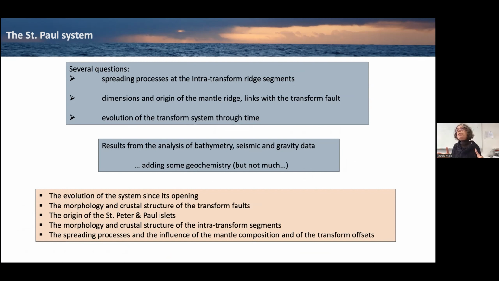So mainly I'm going to present the results from the analysis of the bathymetry, seismic, and gravity data, and just a little bit of geochemistry, but not very much, because this is not what I am doing. I mean, this is going to be published and dealt with by other colleagues. So we are going to talk about the evolution of the system since its opening, then the morphology and crustal structure of the transform faults, the origin of the St. Peter St. Paul islets, then the morphology of the inter-transform segments, and then the connection of the mantle composition and transform offsets and the implications that it has for the spreading processes themselves.